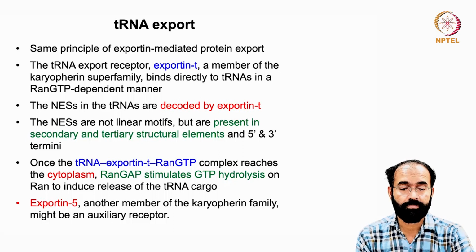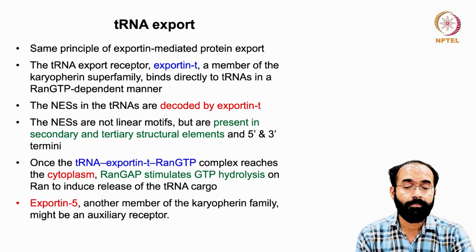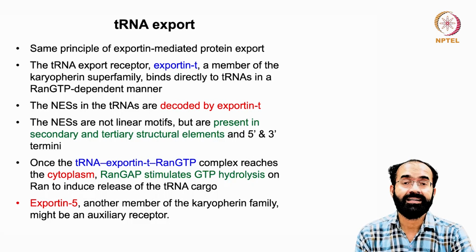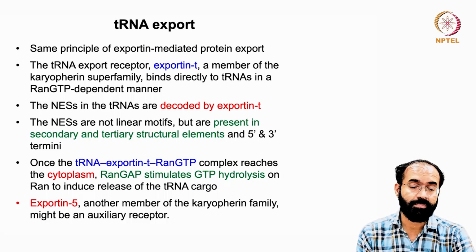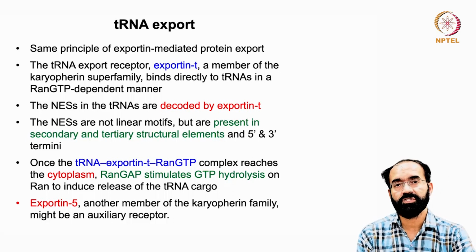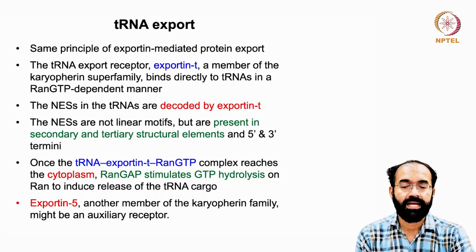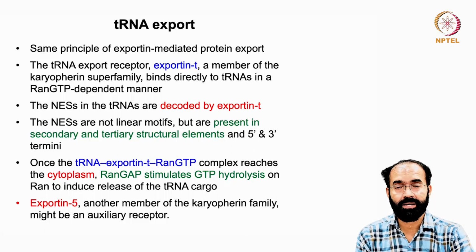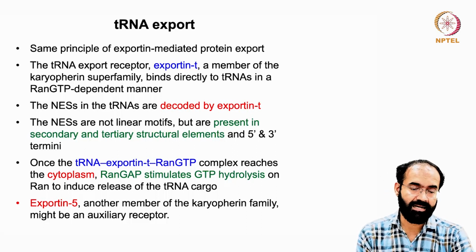That's a linear motif, but here it is not like that, but they are present in the form of secondary and tertiary structural elements at the 5' and 3' termini. So this is what you should understand, that they have a unique dedicated secondary structure that is obvious in the 5' and 3' terminus of this tRNA molecule.